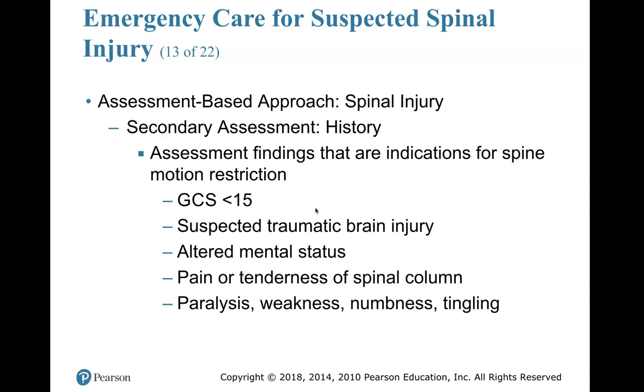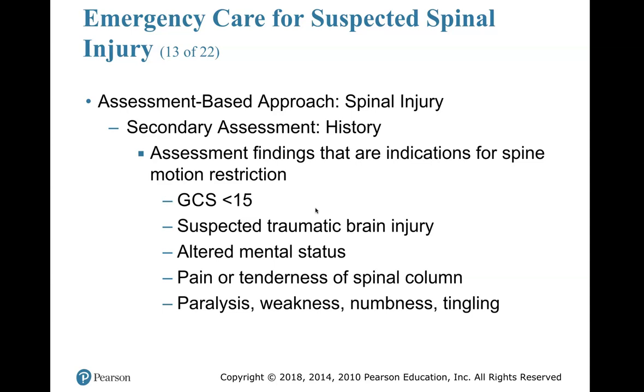Assessment findings that are indications for spine motion restriction. If you get a GCS of less than 15, I shouldn't have to tell you what a GCS is, but it is a Glasgow Coma Scale, and if it's less than 15, then you may have an indication for spine motion restriction. Don't just use that as your spine motion restriction. You have to couple it with things like what kind of injury or what kind of mechanism of injury it was.